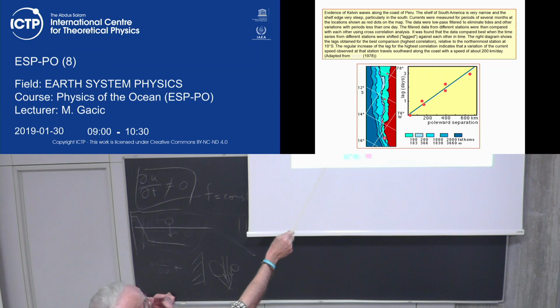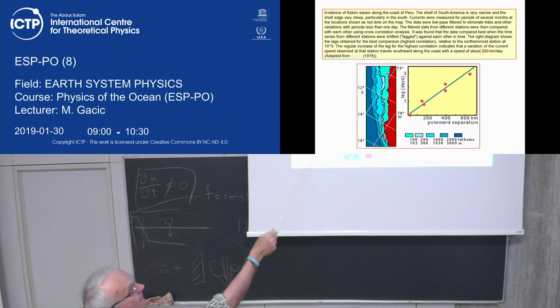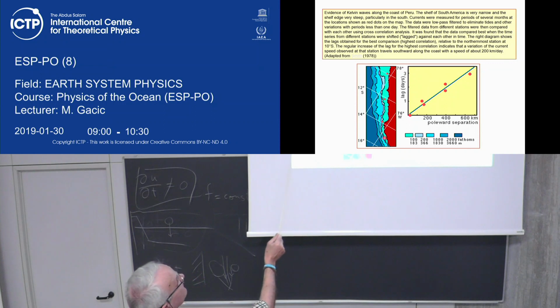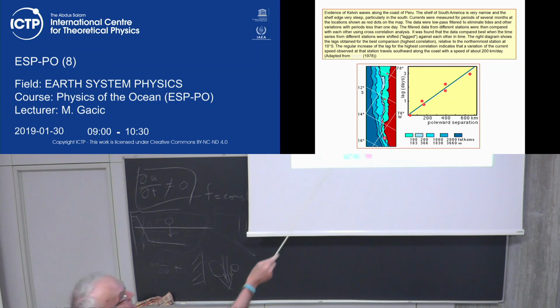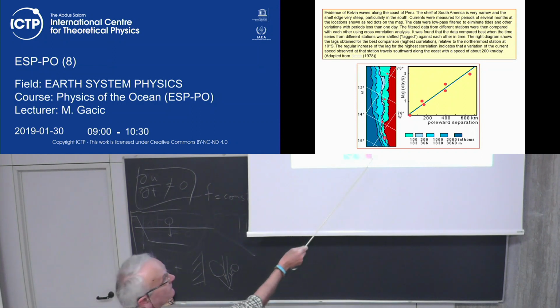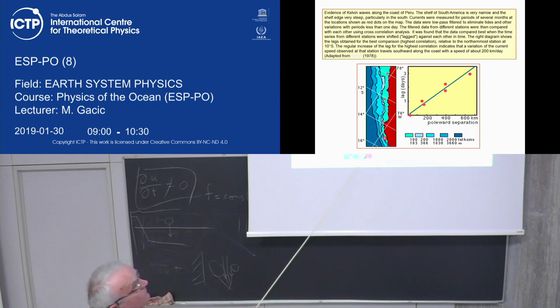The data were low-pass filtered to eliminate tides and other variations with periods less than 1 day. The filtered data from different stations were then compared with each other using cross-correlation, which is a very simple statistical method. It was found that the time series from different stations compared best when they were shifted, lagged against each other in time. This right diagram shows the lags obtained for the highest correlation, relative to the northernmost station.